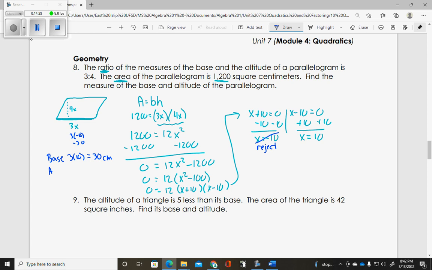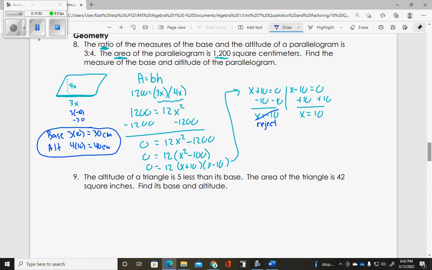And my height, or they called it an altitude in this problem, is 4 times 10, which is 40 centimeters. So this is your answer. We rejected the negative because it doesn't make sense when it comes to dimensions of a figure.